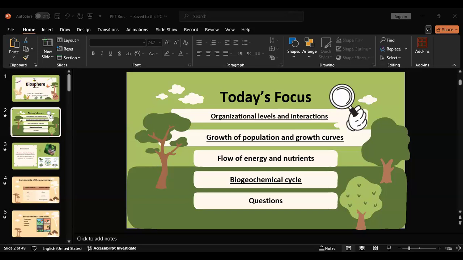Next, we will see the growth of population and growth curves, how it comes, how to calculate the population density and everything. Another one, we are going to focus on flow of energy and nutrition. Another thing, biochemical cycles. Normally in your syllabus there is only the carbon cycle and the nitrogen cycle, so we will learn two cycles. The last one is the question time.